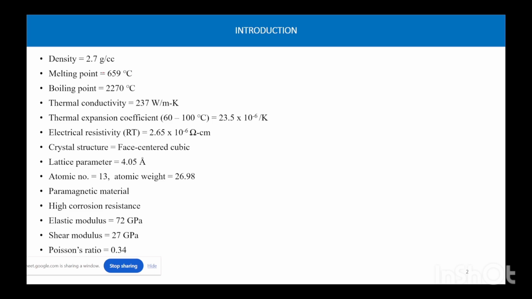The aluminum alloys are known for their high strength to weight ratio, meaning they have low density and high strength. So the pure aluminum properties are listed in this slide. The density of aluminum is generally 2.7 gram per centimeter cube.